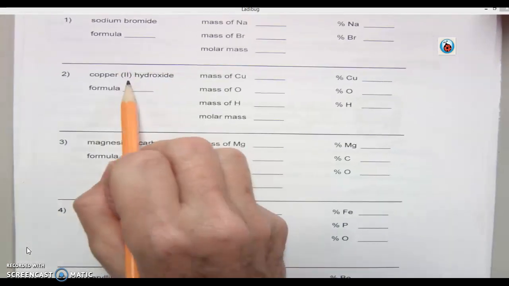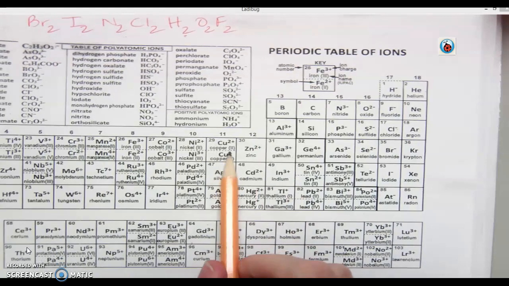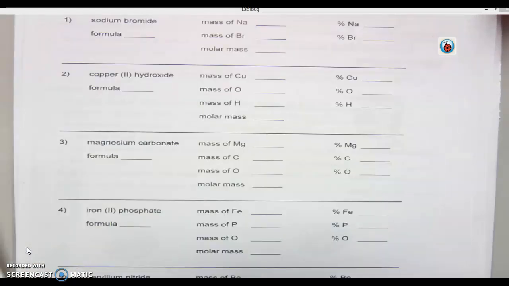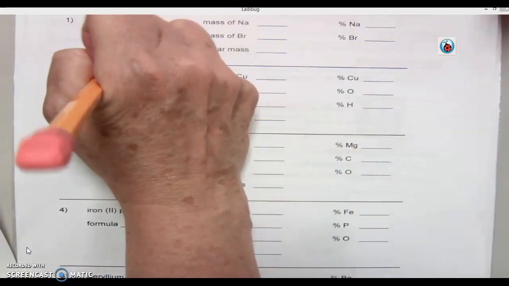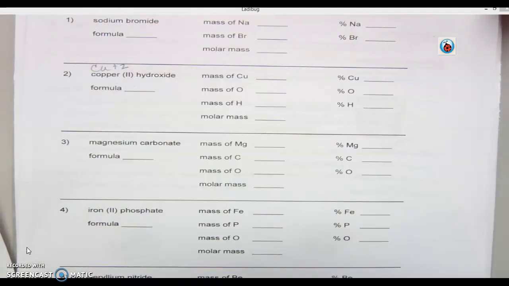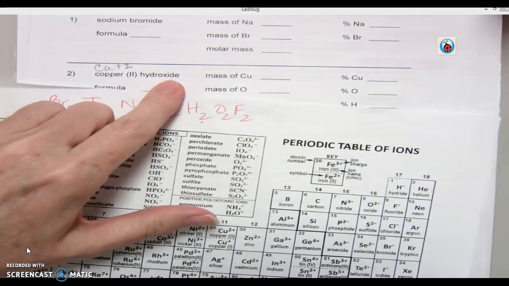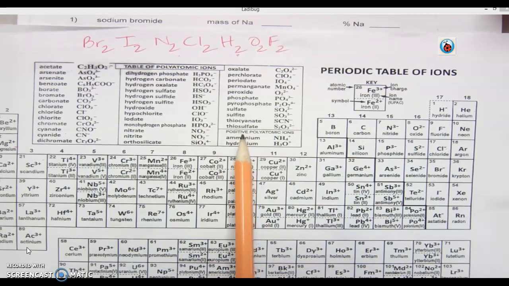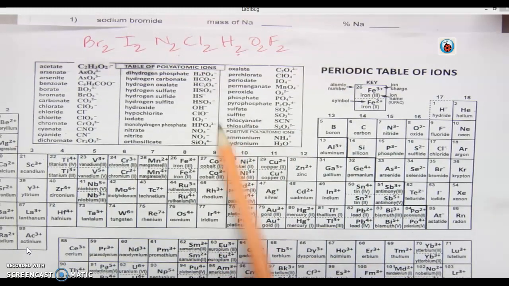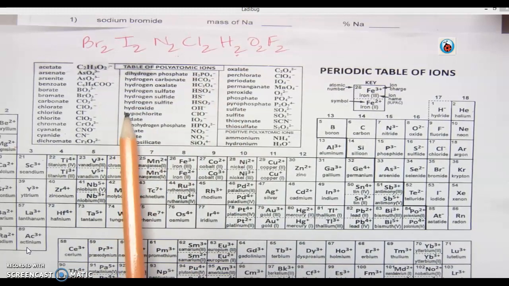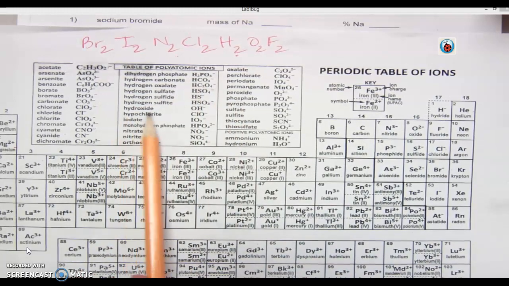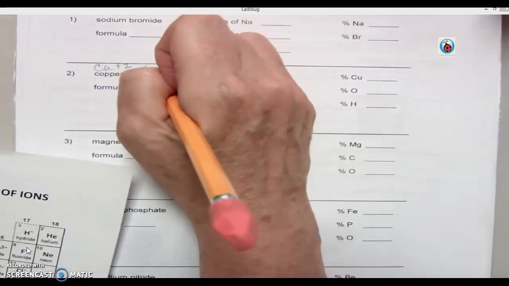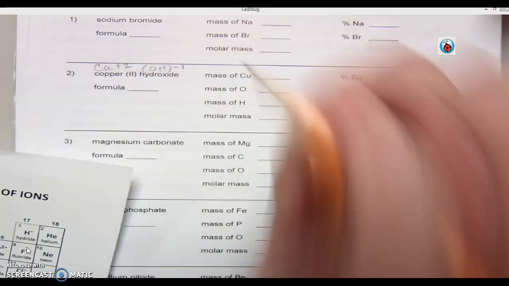Okay, so it says copper. Which copper? Copper 2. So where's copper 2? Right here. What does that mean? It means it has a +2 charge. So I'm going to write copper +2. All right, and then hydroxide. Okay, now remember hydroxide, even though it ends in IDE, we're going to find it up here in these polyatomic ions. And remember, they're in alphabetical order. There's hydroxide. It's OH with a charge of -1. So I'm going to put that in parentheses, -1.